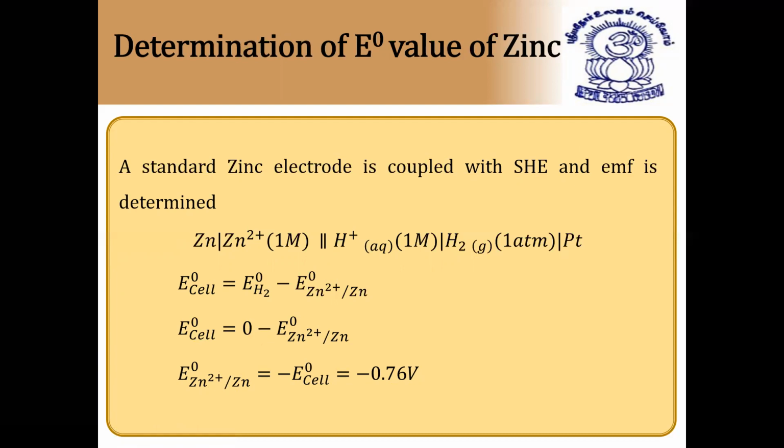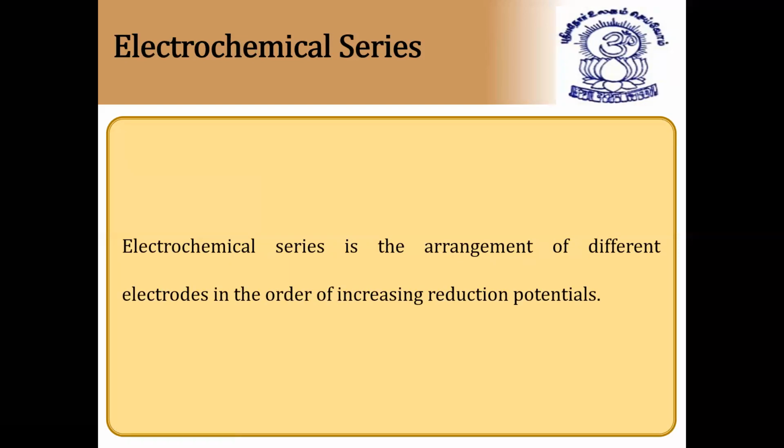And by coupling these reactions, we can find out the electrochemical series. As I told you, if you don't remember the electrochemical series, I have given a suggestion on how to identify which is cathode and which is anode. This electrochemical series is nothing but the arrangement of different electrodes in the order of increasing reduction potential. You can see here, these are increasing reduction potentials. Very, very important. Now we are going to see the electrochemical series.